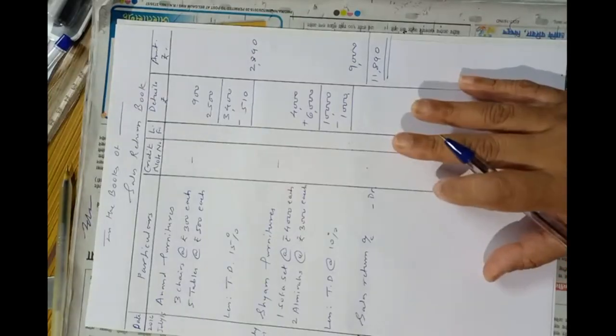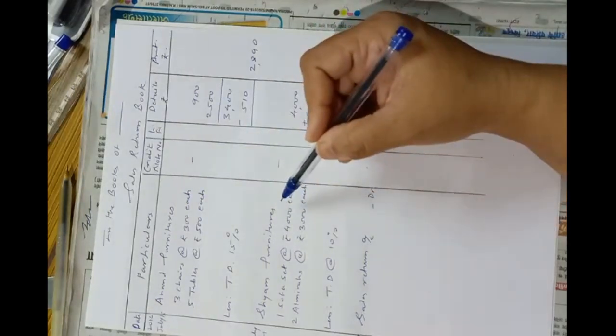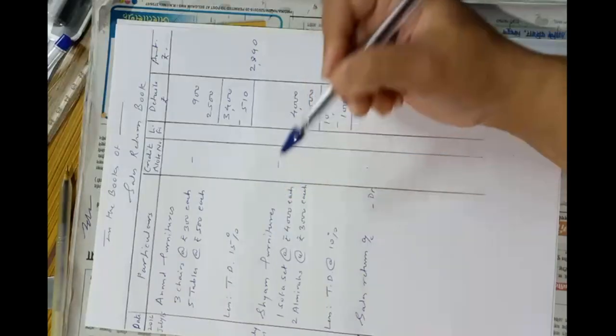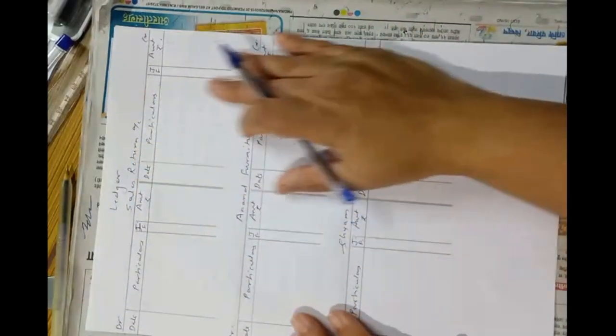Now from this we have to prepare ledger account. In this problem, see, only 3 accounts we have to open: Anand Furnitures account, Shyam Furnitures account, and sales return account, obviously. Okay, so let's prepare ledger accounts. These are the ledger accounts I have prepared already. One account is sales return account, other account is Anand Furnitures account, and next account is Shyam Furnitures account. Okay, so now we will do the posting into these accounts. See our sales return book.